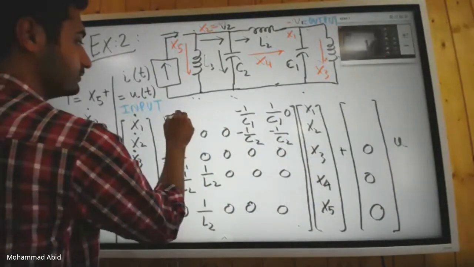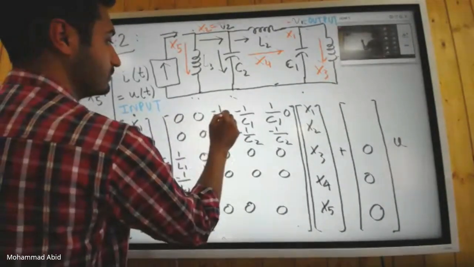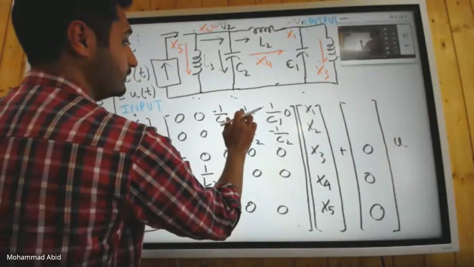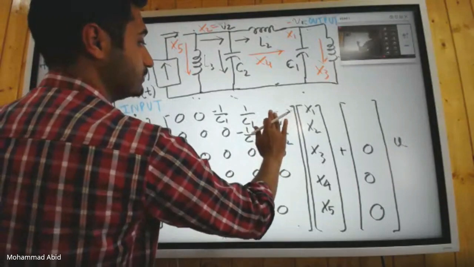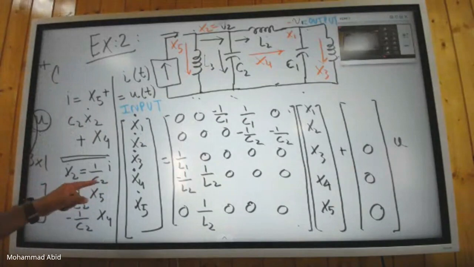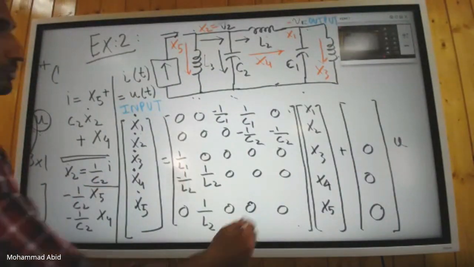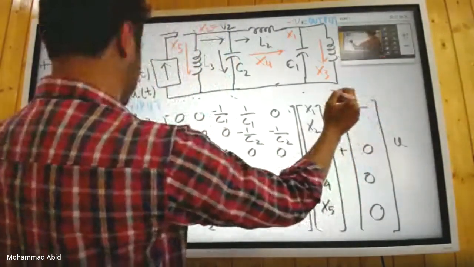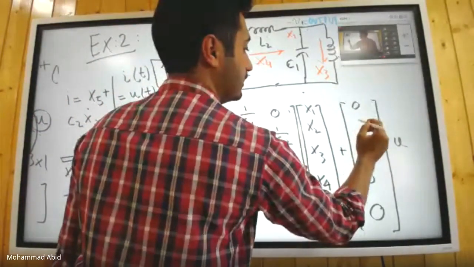This is basically 0, 0. This is minus 1 by C1. This is C1 and here is a 0. Let's write it properly. Here is a 0. And we're having a relation with input. That's 1 by C2. No, this is 0. Here, 1 by C2.